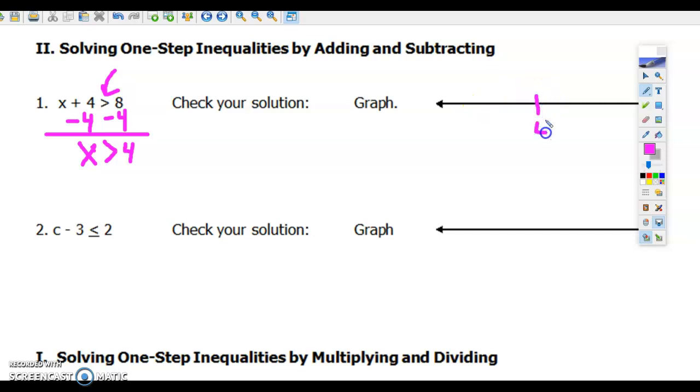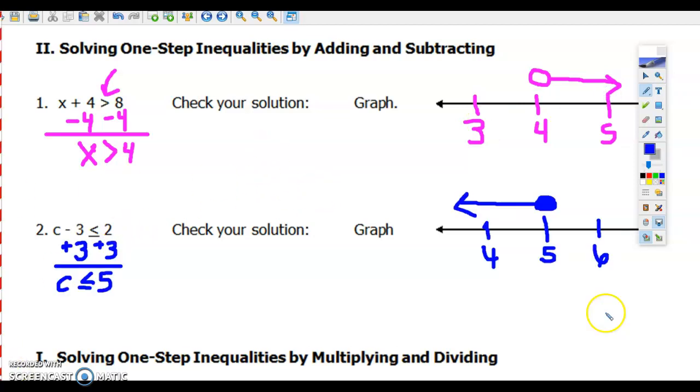And to graph, make sure you have your 4 in the middle or somewhere on your number line. And this is an open circle, no line, no fill, because I don't want 4 to be included. And my variable is the greater side, so I go to the right. Try number 2 and pause here and see how you do. All right, guys, how'd you do? Added 3 on both sides, so c is less than or equal to 5. That's a closed circle, and my arrow goes to the left.